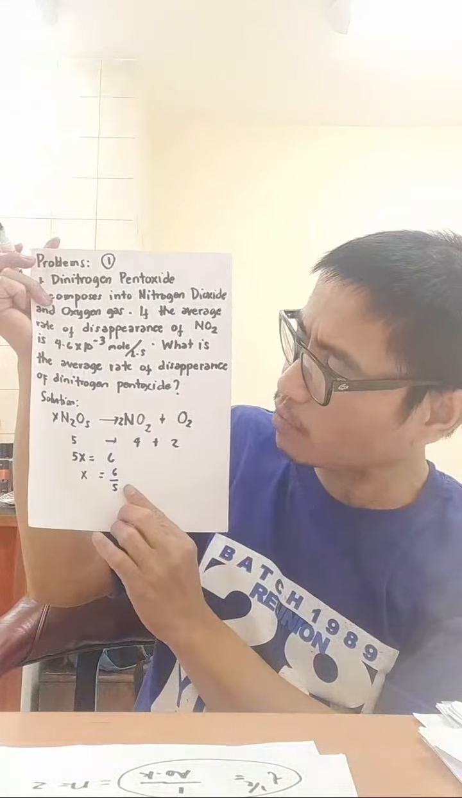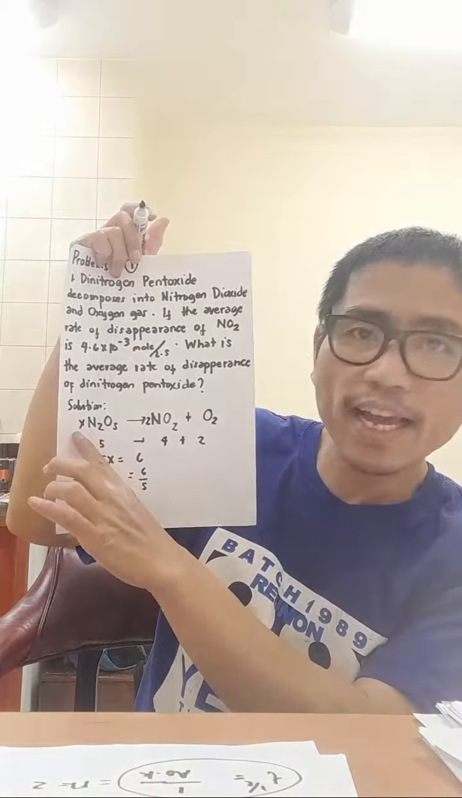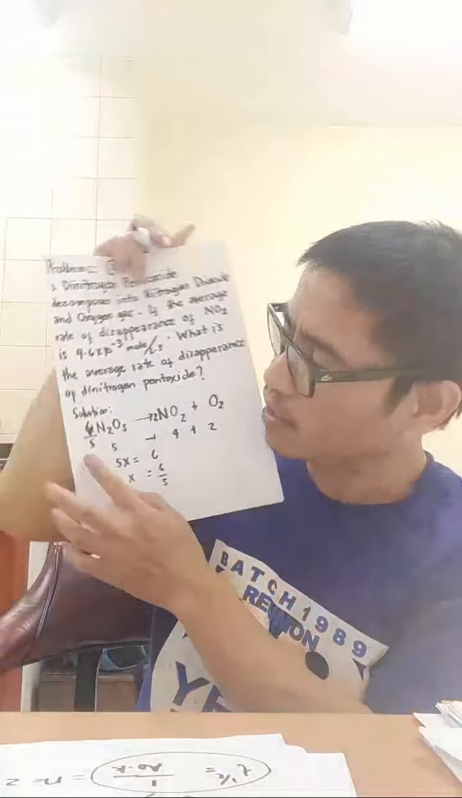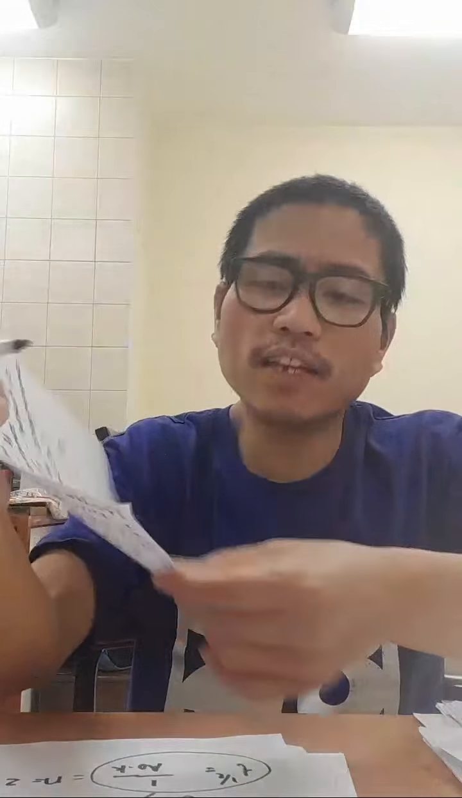Okay. And then, if our X is equal to 6 over 5, then put that here in the X. So it's going to be 6 over 5, and then balance again the chemical equation. Since this is a fraction, you have to cancel out the 5 denominator. Multiply both sides by 5, like this. It's going to be 30 N2O5 is equal to 10 NO2 and 10 oxygen gas.